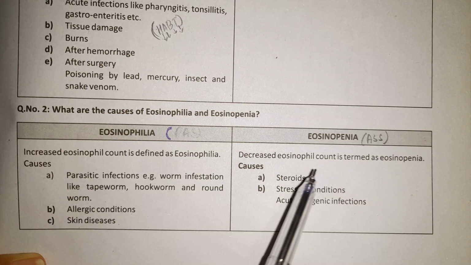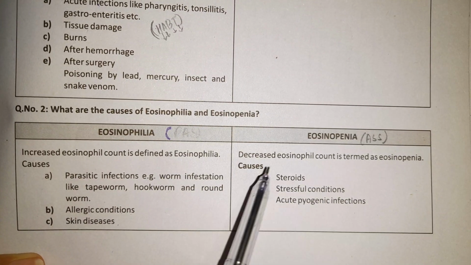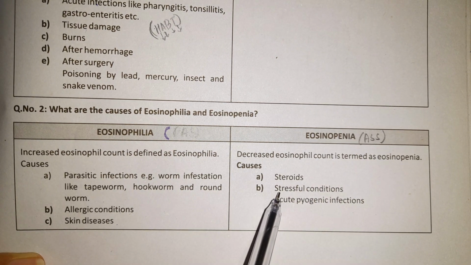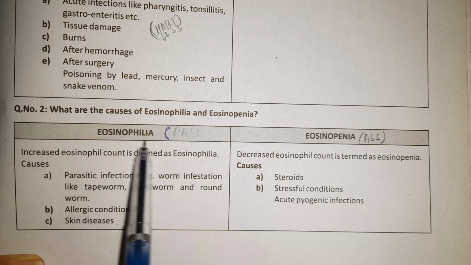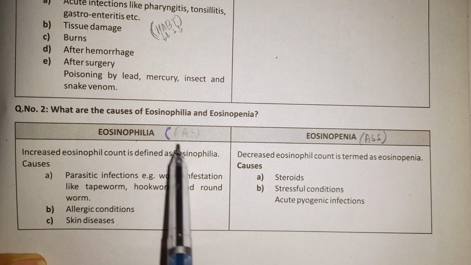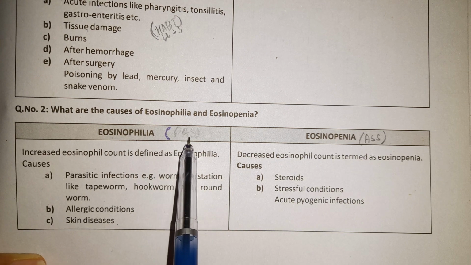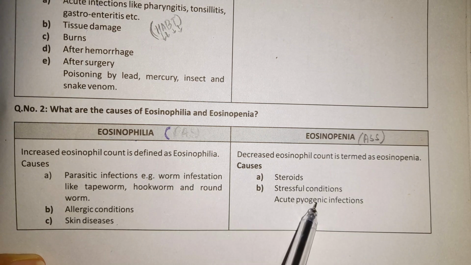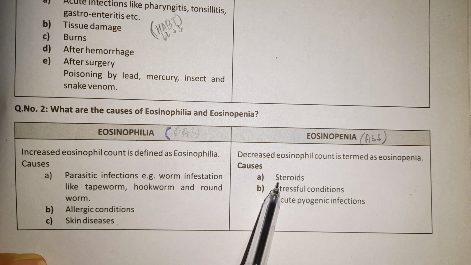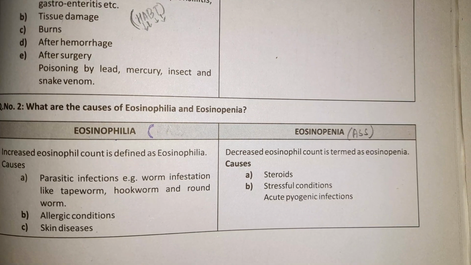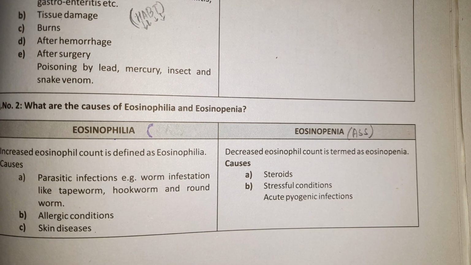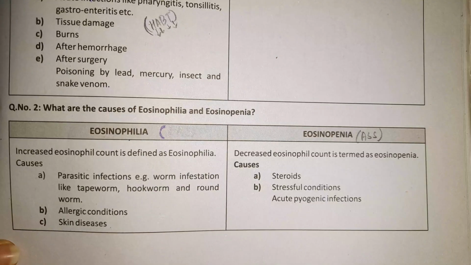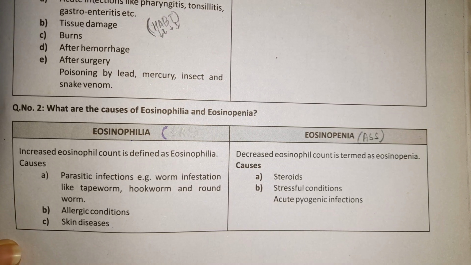For eosinophilia and eosinopenia, you can use this mnemonic that's written over here. For eosinophilia, we have this mnemonic PASS. P is for parasitic infection, A is for allergic condition, S is for skin condition: PASS. And this one, for eosinopenia, is acute pyogenic infection, the stressful conditions, and steroids. Through these mnemonics, you can easily learn all the eosinophilia, eosinopenia, etc. And this is the end of our differential leukocyte counting practical. I hope you understood all of that. This is what you need to know in your OSPE.